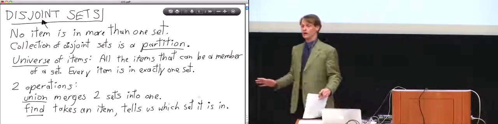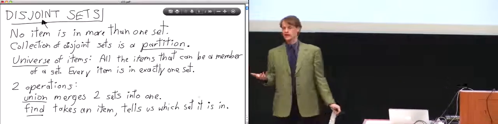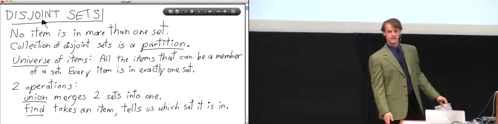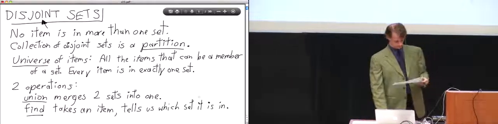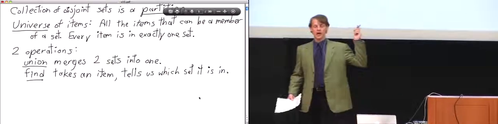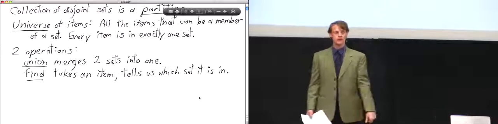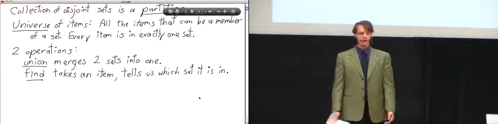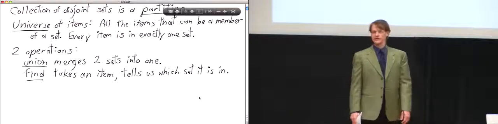We are not going to support operations that break up big sets into smaller sets, or at least we're not going to support them quickly. We can support them in linear time. But these are the two that we care about the most. And a data structure that supports these two operations quickly is sometimes called a partition, but more often people call it a union find data structure.